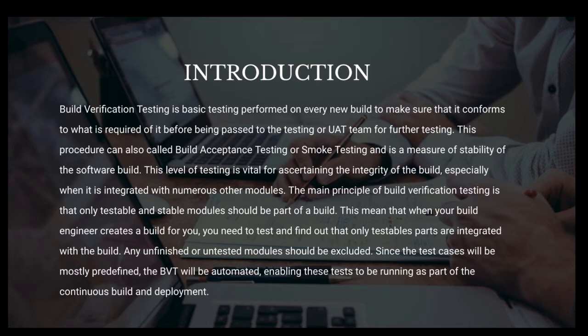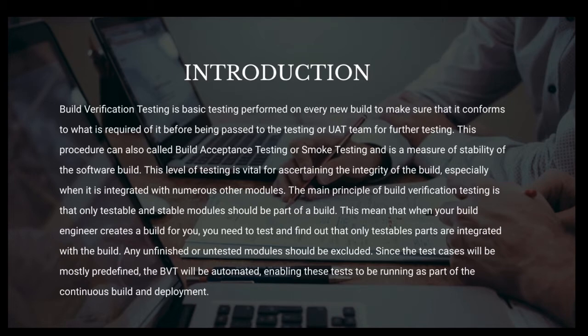The main principle of build verification testing is that only testable and stable modules should be a part of a build. Whatever module we are going to test, we are not going to perform any functional testing on it. We are not going to perform any regression. We just want to test only the stability of the build. So for that we select only those modules which are very stable before we receive the build. Till that point we include only those test cases of the modules which are very stable. Any unfinished or untested modules should be excluded from the BVT.